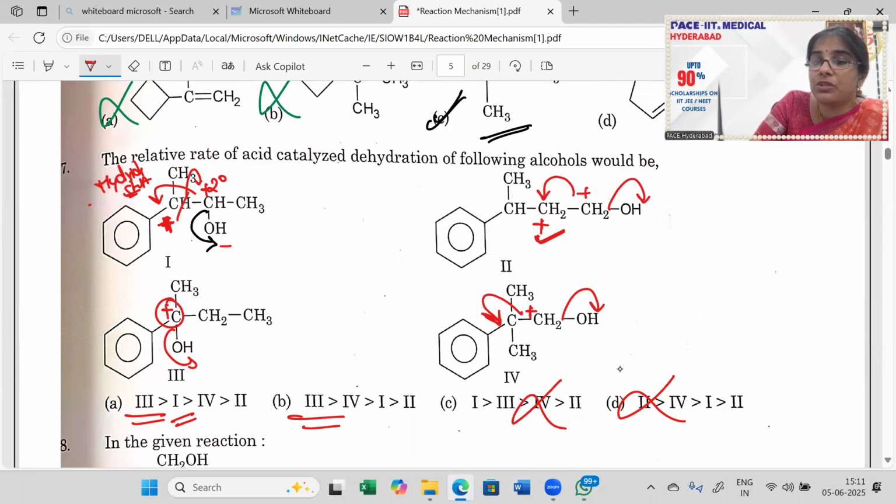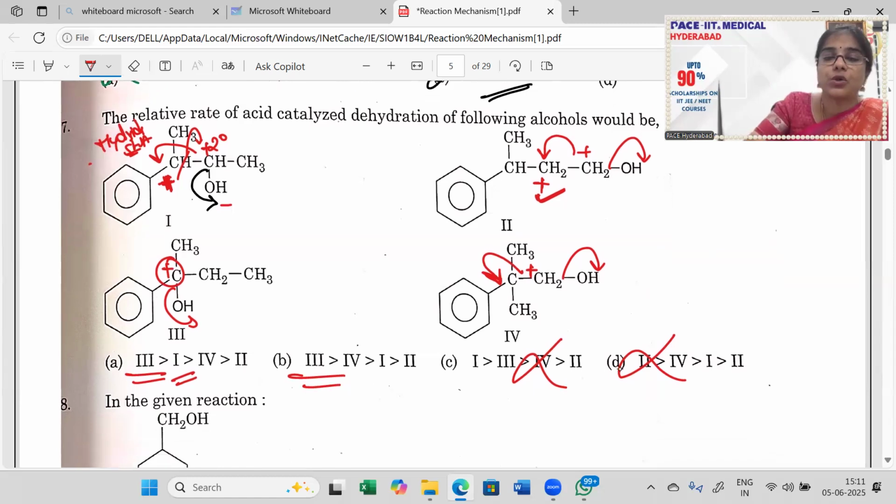And here, with a single shift, you are getting a 3 degree, right? See, in the fourth option, with a single shift, you are getting a 3 degree. That is better, I would say, right? And then the second option is the least of all, right? Because in the second option you must do 2 shifts, only then will you get it. So that is the least of all. So option A is my answer here.